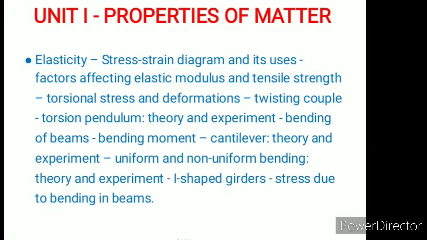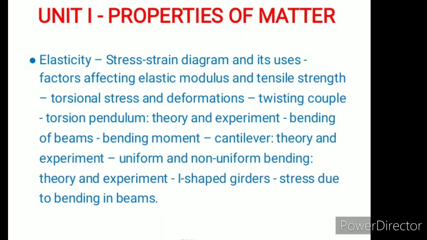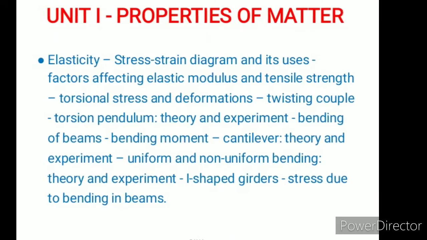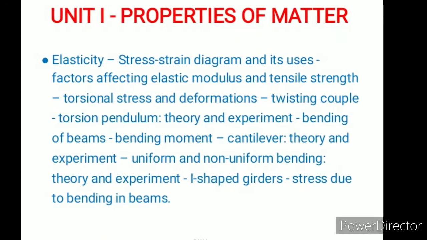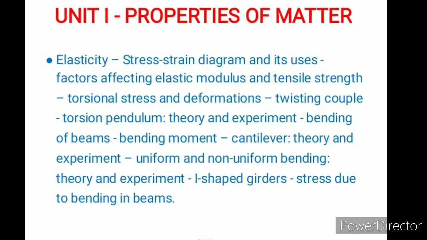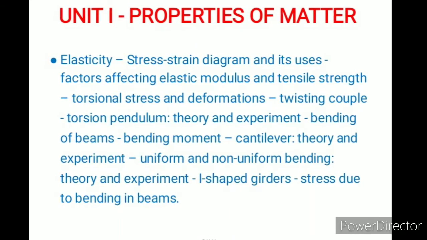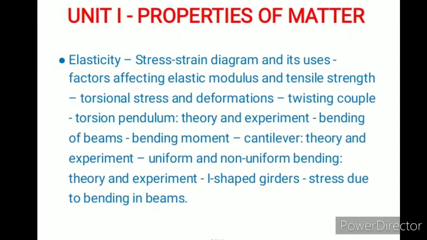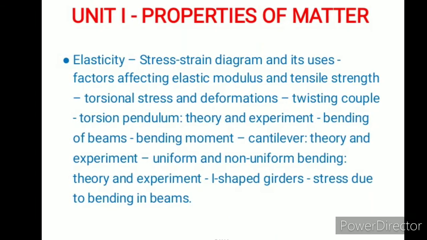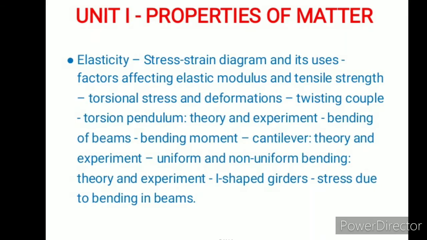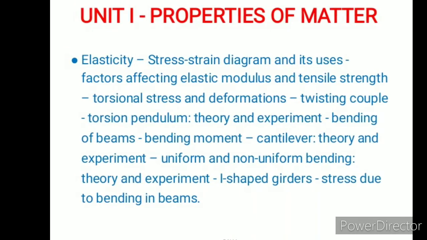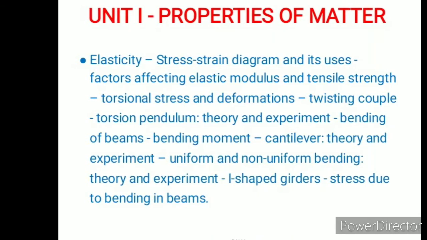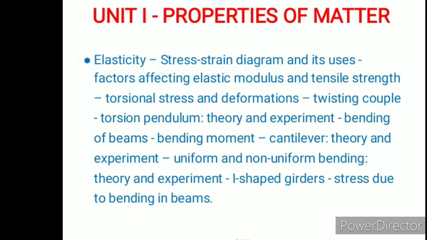So what is the first chapter? Properties of matter. Here: elasticity, stress strain diagram, factors affecting elastic modulus, tensile strength, torsional stress, twisting couple, torsional pendulum, bending of beams, bending moment, cantilever, uniform bending method, non-uniform bending method, I-shaped girders, stress due to bending in beams. So these are the topics coming under Unit 1, Properties of Matter. Now we are going to see the Part B questions. Already I told, no question will come directly for 16 marks.